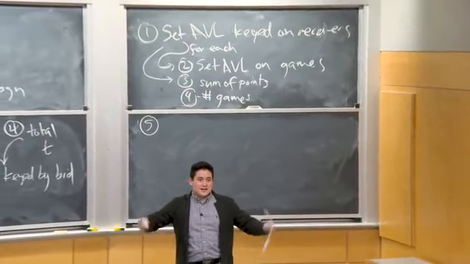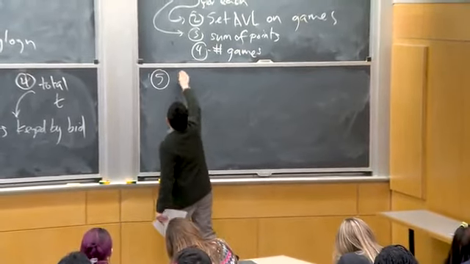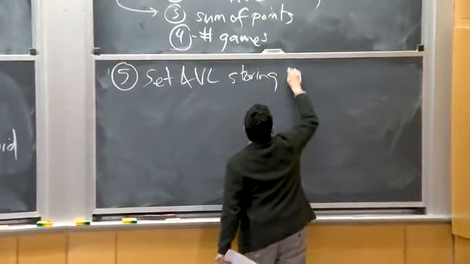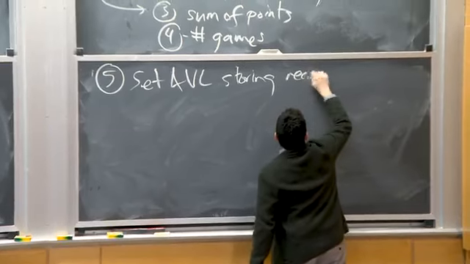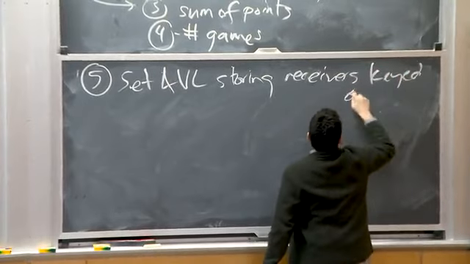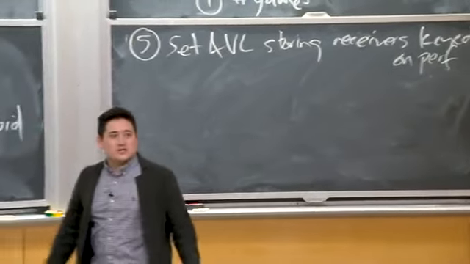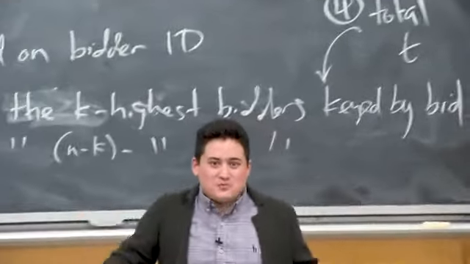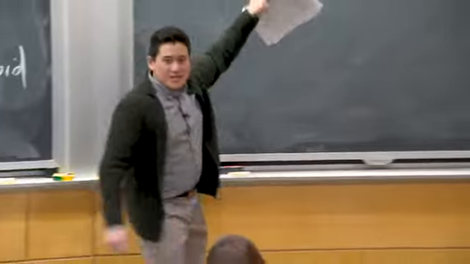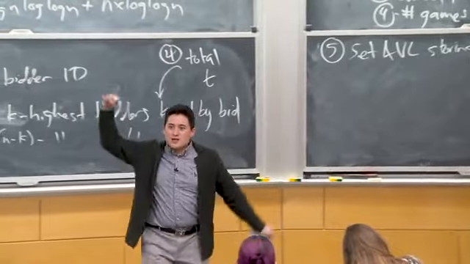I need to store something dynamically sorted by performance. Set AVL, storing receivers, keyed on performance. Now, when I say keyed on performance, you want to mention something about the cross multiplication. I'm storing with each one of these things this augmentation, and when I'm comparing two things, I'm using cross multiplication.